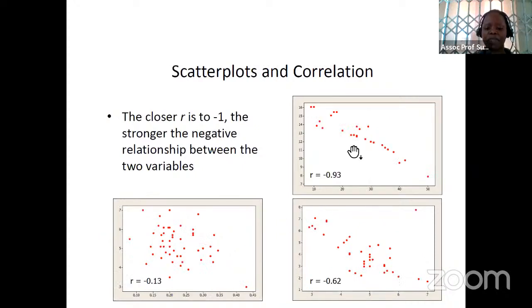So then we have the negative correlation. You can see the points run from the top left corner to the bottom right corner. Because they almost go through this point here, it shows it is a strong negative correlation. While here we find it is negative correlation, but very weak. And this is moderate correlation.